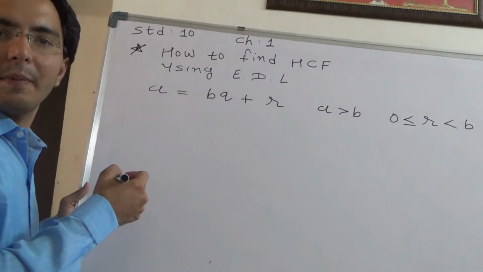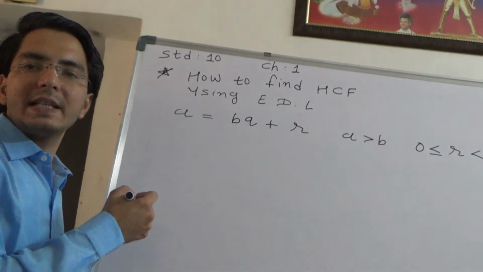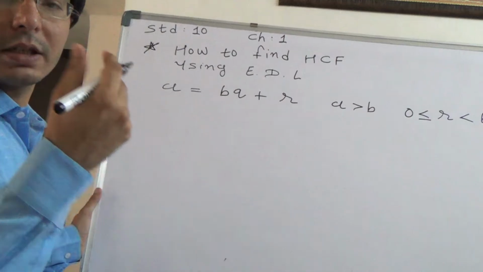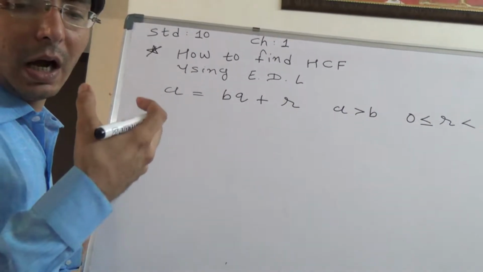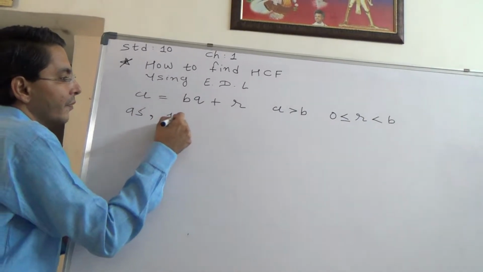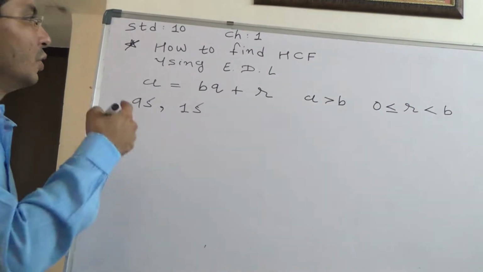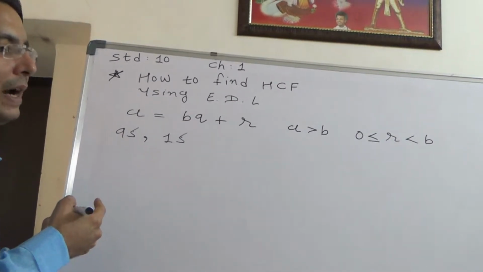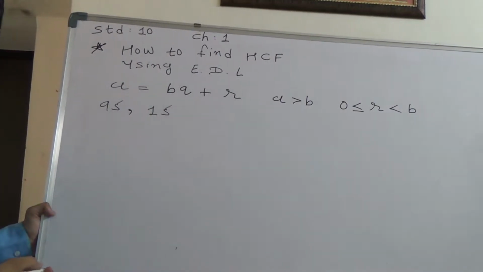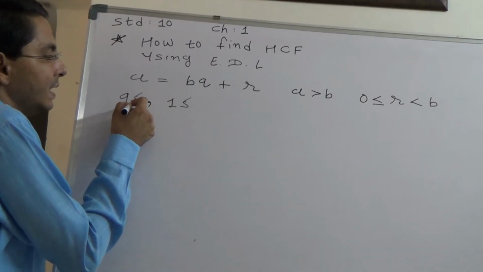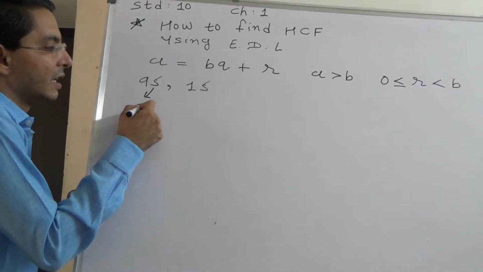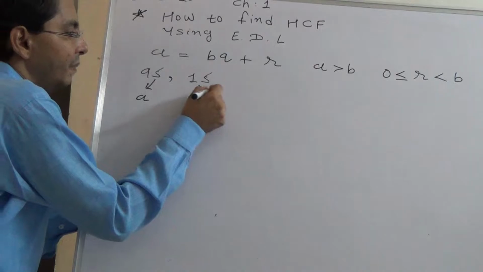How to find HCF? We know HCF is the highest common factor. So start with a simple example like this one, 95 and 15. We are using Euclid Division Lemma. First, how to find HCF? Our condition is a > b. So can we say a > b? That means 95 is greater than 15. It means 95 is our a and 15 is our b.